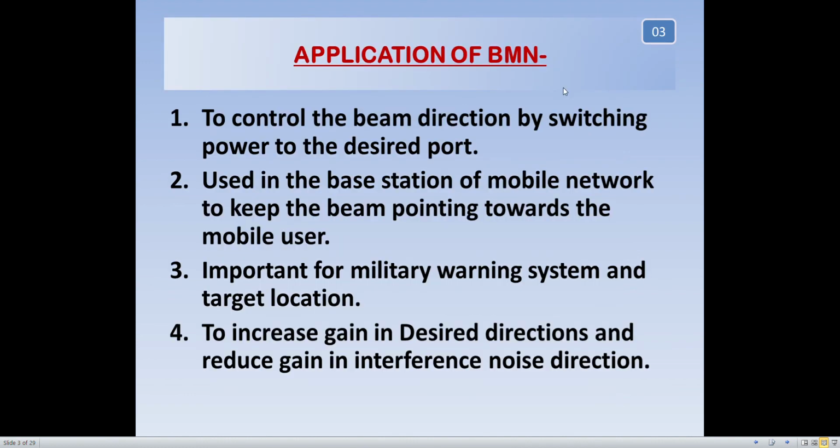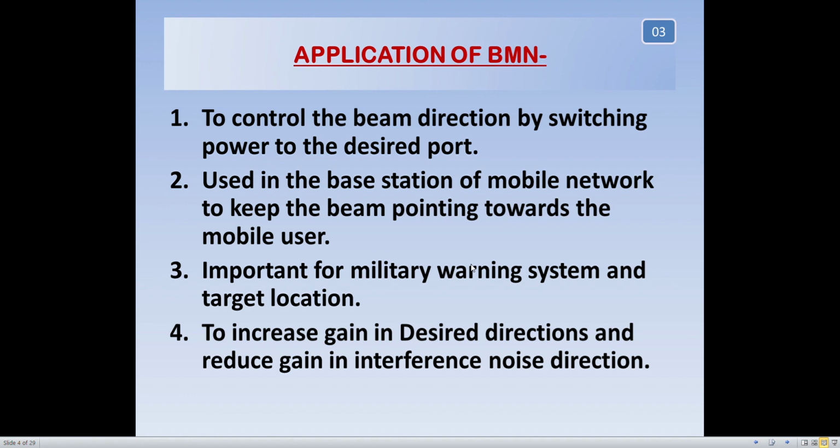Let me also quickly tell you the applications of the Butler matrix network. It is used to control our beam direction. It is also used in the base station of mobile networks to keep the beam pointing towards the mobile user, and more importantly it is also used for security purposes in the military field, like for warning systems and for target location. The basic principle of the Butler matrix is to increase the gain of our antenna in a desired direction. That is why we are using the Butler matrix network. These are all widely used applications of the Butler matrix network.